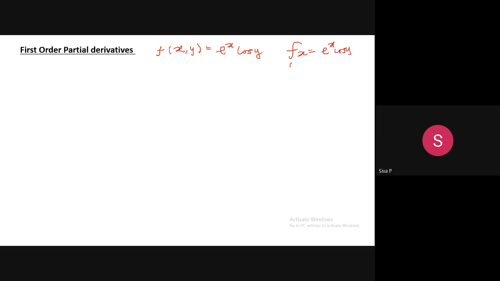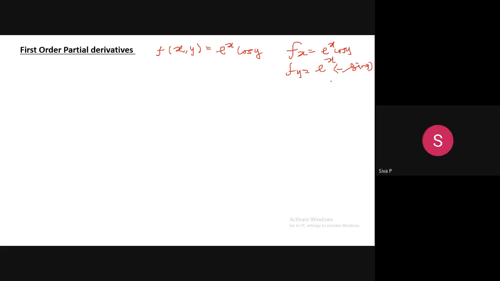What is fy? Fy means you are differentiating with respect to y. Therefore, you have to keep x as constant, e power x. Differentiation of cos y is minus sin y. Minus sin y. Okay, fine.